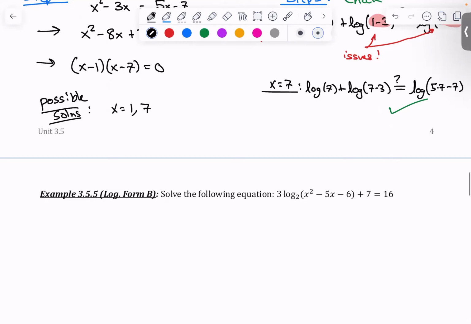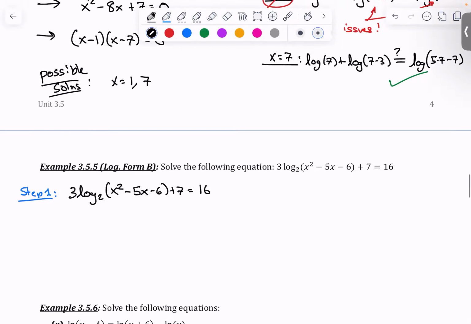Another one. We've got to solve the following equation. 3 log base 2 of x squared minus 5x minus 6, plus 7 is equal to 16. So first and foremost, we need to start simplifying it. That's step 1. We've got 3 log base 2 of x squared minus 5x minus 6 plus 7 is equal to 16. What I need to do is subtract 7 from both sides.